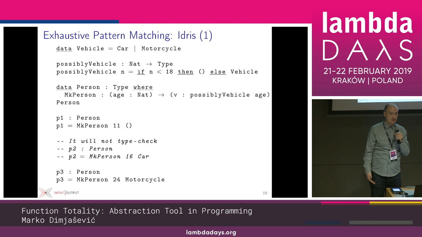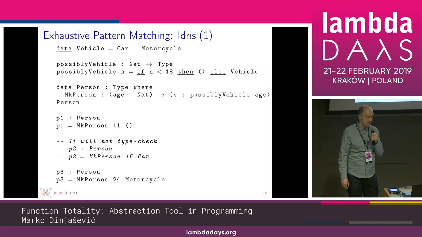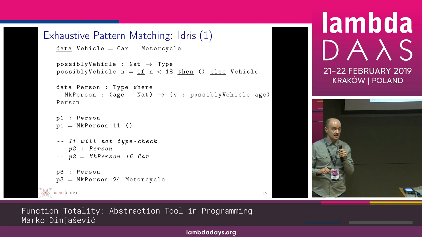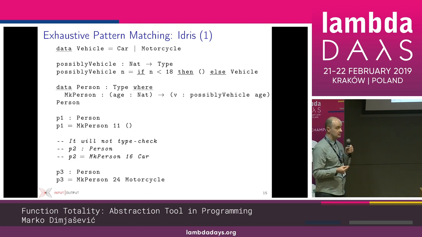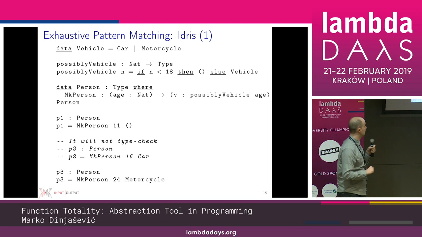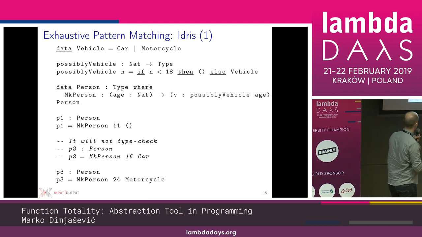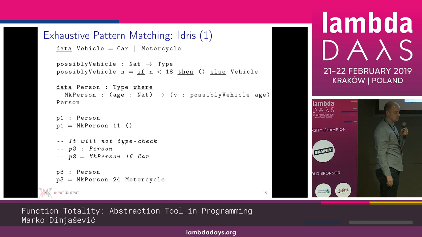So the first argument is the age, just like before. And the second argument, here it's called V. We say that its type is determined based on the result of calling this helper function, possibly vehicle, with the age argument. So here we are not hard coding the type of this second argument just like we did in Haskell. Instead, we are saying the type of the second argument depends on the value of the first argument. And then an arrow is missing, and then we say that that's the person type.